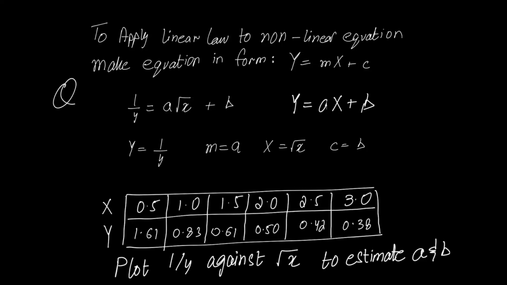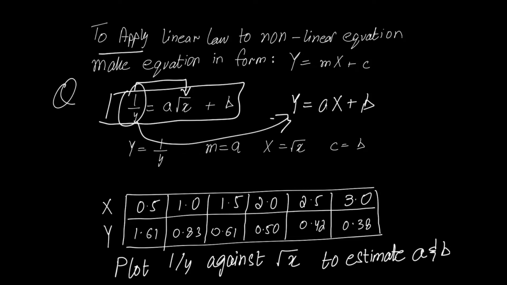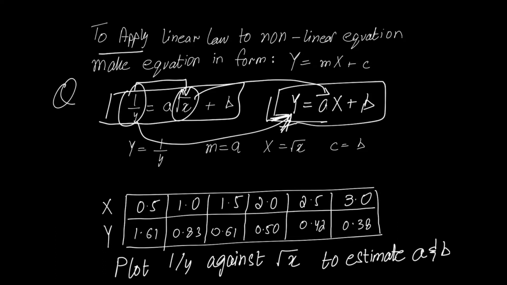So we've been given a question and it says that we are given this equation. Now you can see that it is 1 upon y. It is not a polynomial, so it is a non-linear equation. Now you have to make this into linear law. So we can take 1 upon y as y, and root x as x. We can relate 1 upon y and root x through an equation in which a is the gradient and b is the y-intercept.